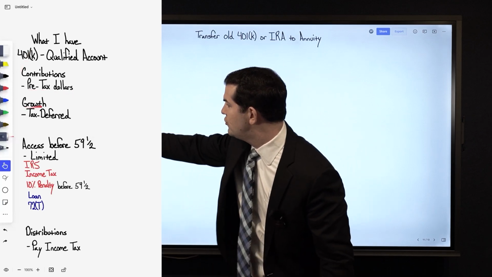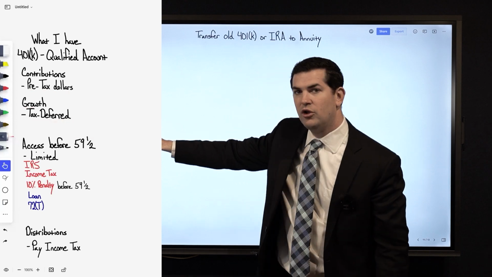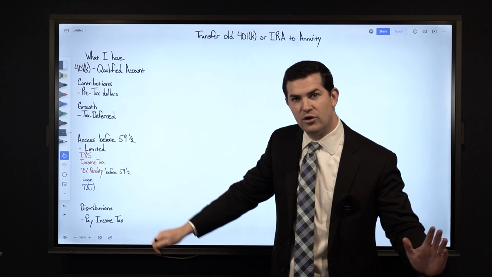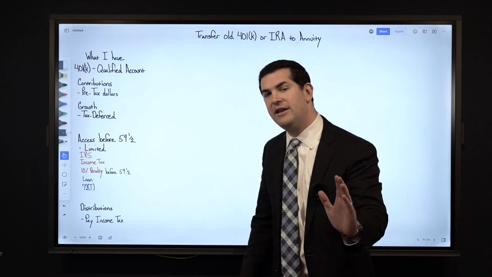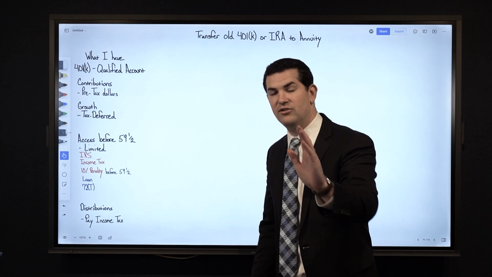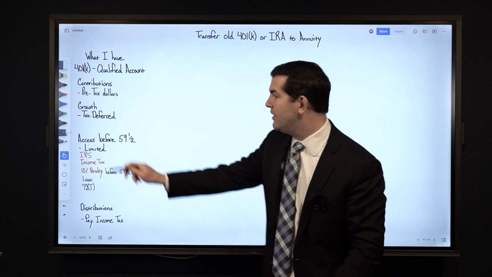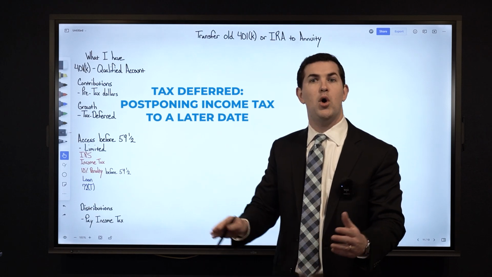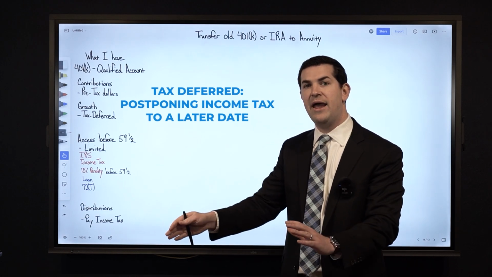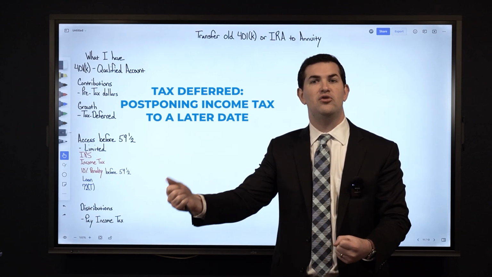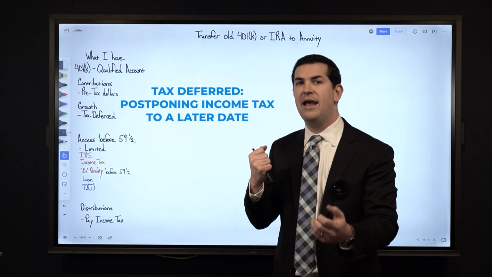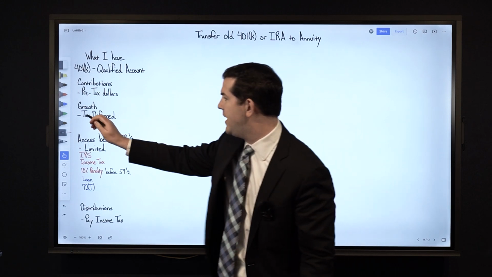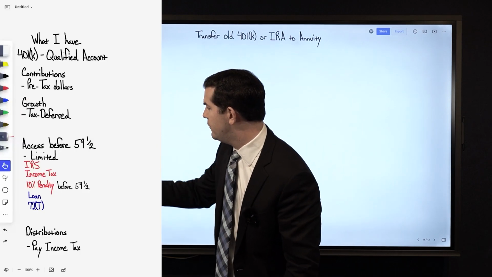Now, it grows tax deferred. So what this means is that as it grows, you do not need to pay any income tax or any type of taxes on the growth. Why it's called tax deferred is because you are deferring or postponing that income tax to a later date. When you eventually begin to pull money from that account, at that time, you'll pay income tax. So it grows tax deferred.